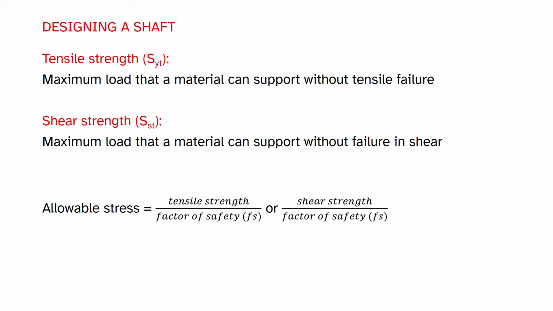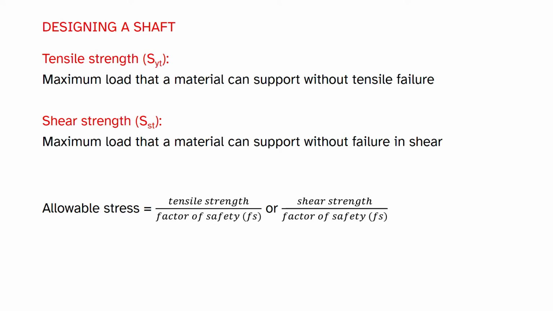Now, taking a look at the materials topic. Any material has different properties like tensile strength and shear strength. Tensile strength is the maximum load that a material can support without tensile failure. Shear strength is the maximum load that a material can support without failure in shear. These properties are important while designing a shaft.